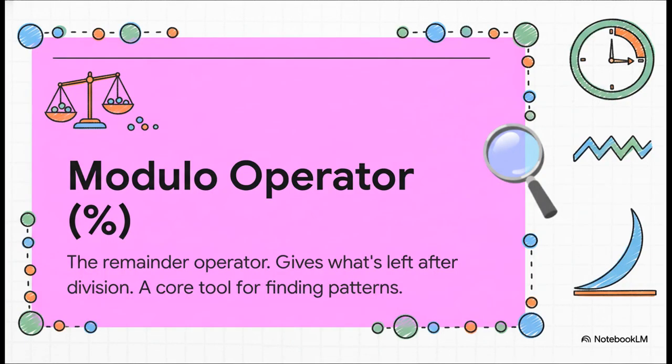Now, once you have actual numbers, you can do some cool stuff. Beyond your basic plus and minus, the modulo operator, that little percent sign, is a secret weapon. All it does is give you the remainder after you divide. So what's left over? It's the classic way to check if a number is even or odd, but honestly, it's a super powerful tool for finding all kinds of patterns in your data.